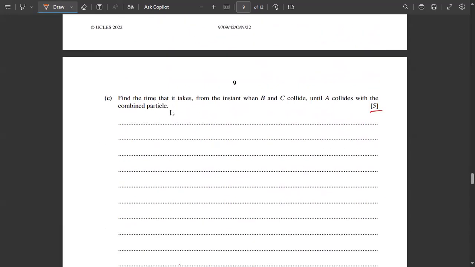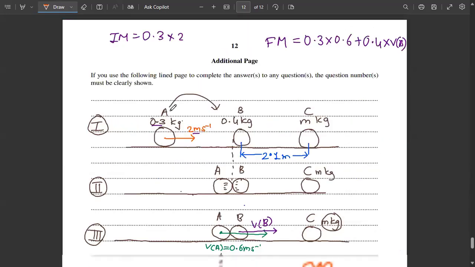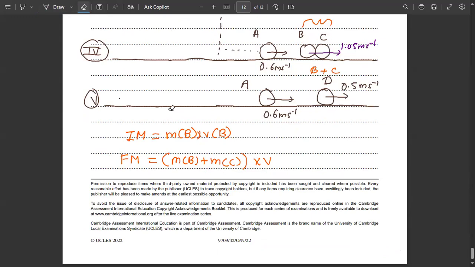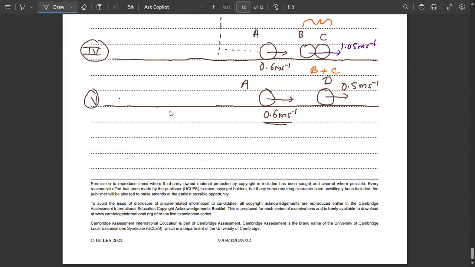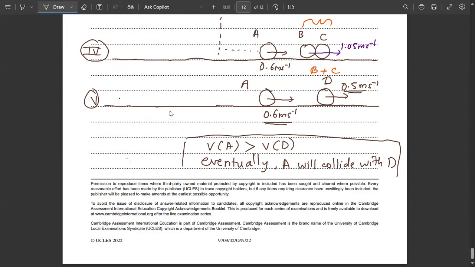Now let's move to the next question. Find the time that it takes from the instant B and C collide until A collides with the combined particle. Now understand what is happening here. Let me erase this first. I guess this will be our last diagram. So now you can see that A is traveling at 0.6 meter per second and D is traveling at 0.5 meter per second. Because the velocity of A is greater than the velocity of D, eventually A will collide with D. Because A has a greater speed, it will come closer and closer and collide.